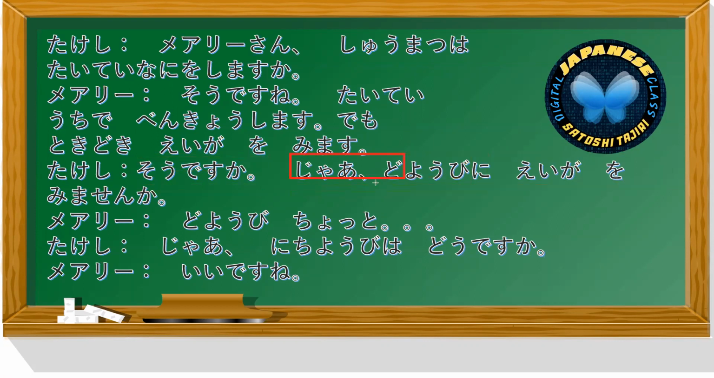Then he will say here, ja, 土曜日に映画を見ませんか? Like you say here, oh, on Saturday, okay, let's watch a movie. 映画を見ませんか? じゃあ、土曜日に映画を見ませんか? So we're saying here that, okay, therefore, on Saturday, let's watch a movie. Okay, so that's how it works here.